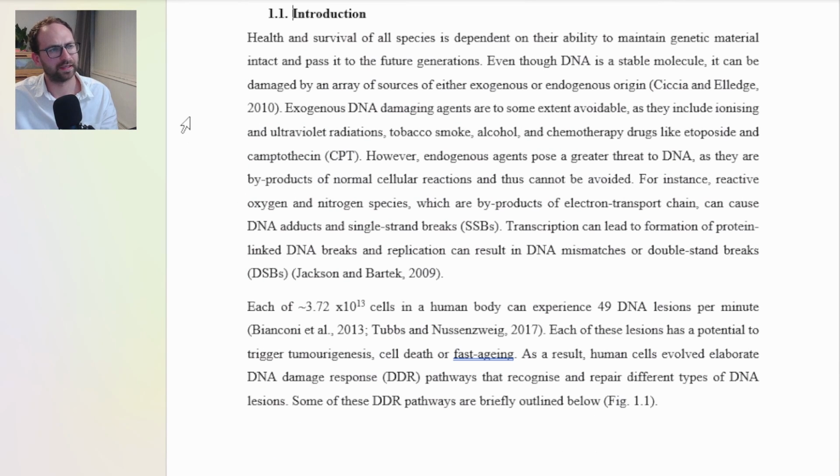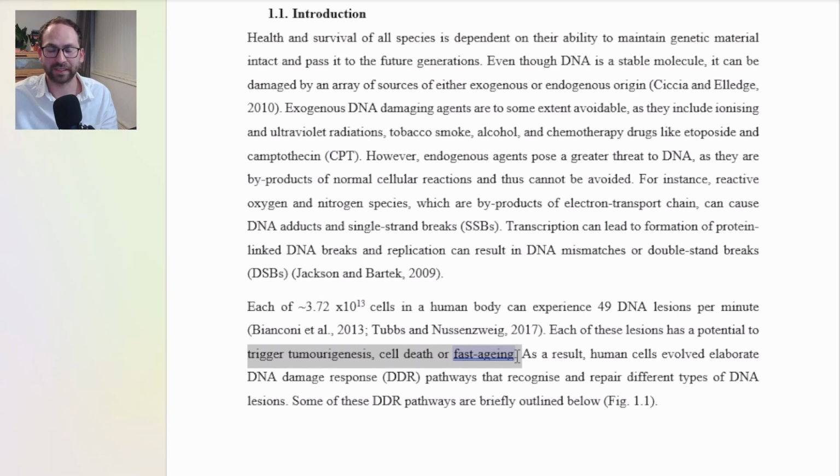It's only half a page of text, and this was the hook. You can pause the video and read this yourself, but the point is that I'm trying to get the reader's attention. Look here: each of the trillions and trillions of human cells in our bodies can experience about 49 DNA lesions or DNA mutations per minute. And each of these mutations could lead to cancer formation, cell death, or accelerated aging.